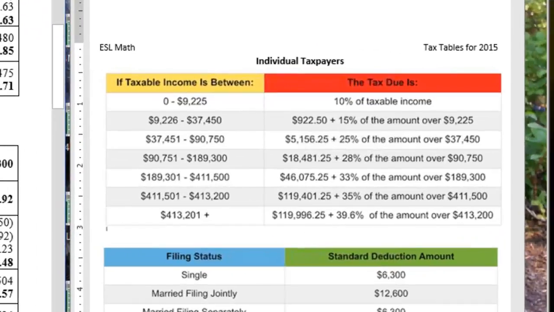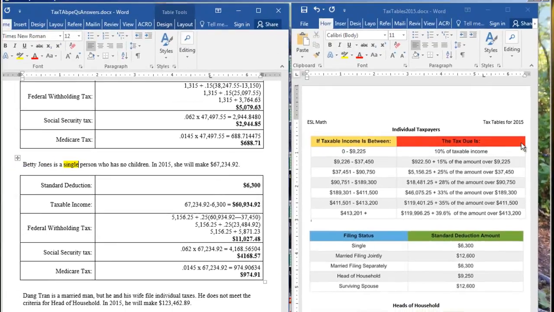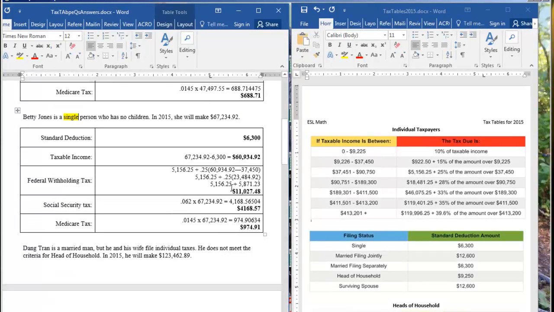So we're going to find that income over here in the individual taxpayers, $60,934. So over here I'm going to look for that on the chart. So there's 0 to 9,000, 9,000 to 37,000, and then 37,000 to 90. Okay, so 60,934 is between these two numbers here. So this is our row for Betty's tax. Can go ahead and write that down. See if I can make it so that they match up a little bit better.